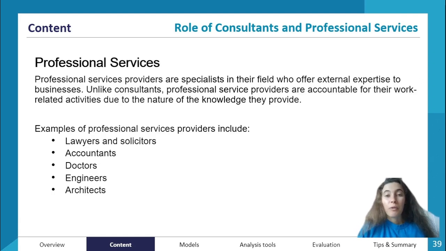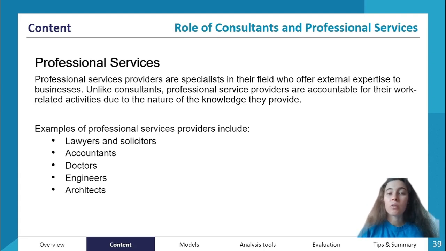On the other hand, professional services providers are specialists in their field. They offer external expertise to businesses. So the difference here is, unlike consultants, professional services providers are legally accountable for their work-related activities, because of their expertise and the nature of the knowledge that they're providing.